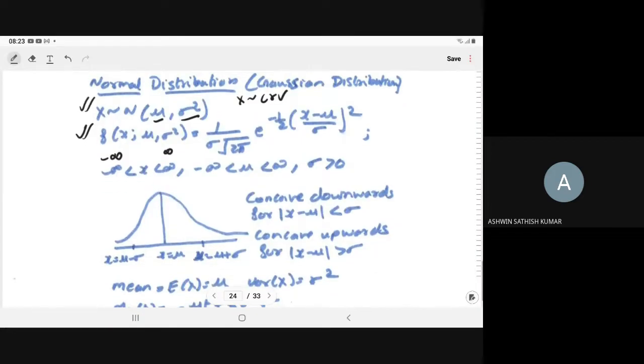So here it is concave downward for mod of x minus mu less than sigma, right? So it is the concave downward, right? And it is the convex upward, or concave upward, right, for mod of x minus mu greater than sigma. So x equal to mu plus sigma is known as the point of inflection.